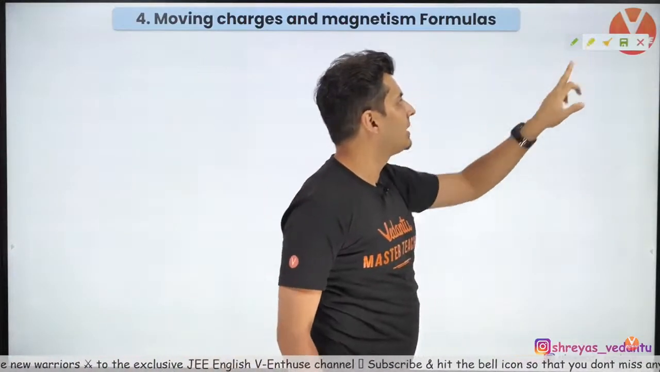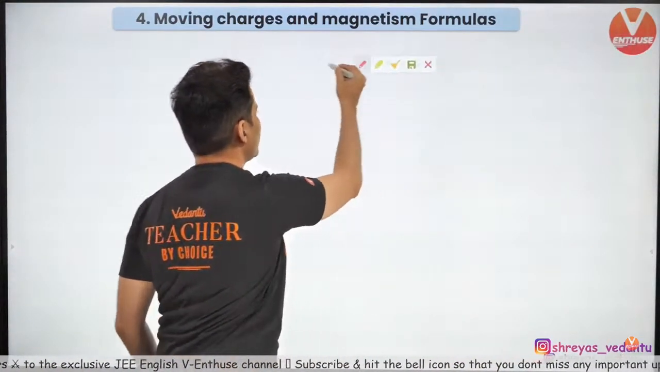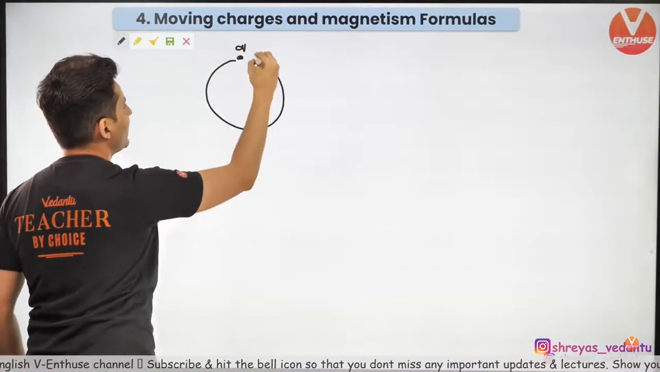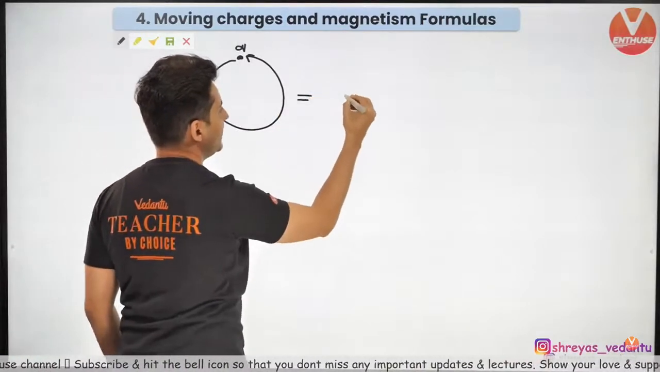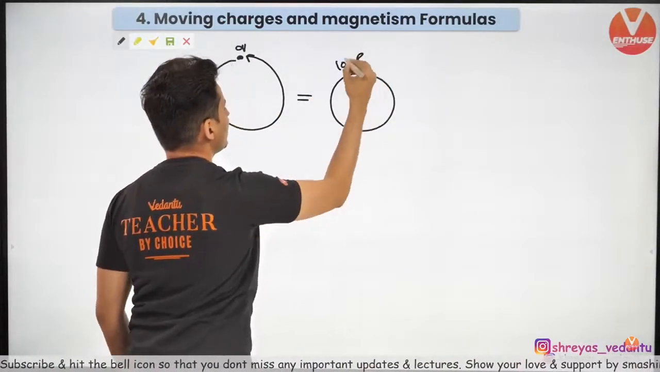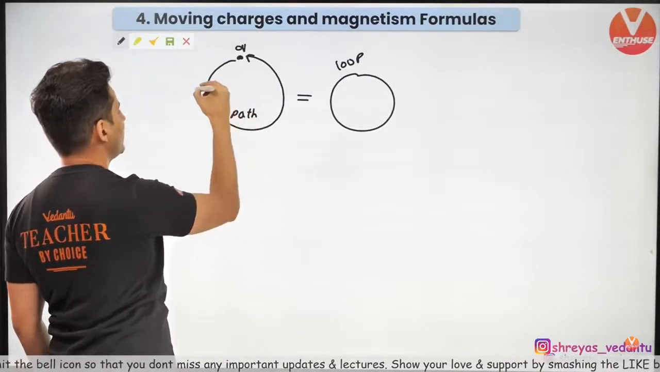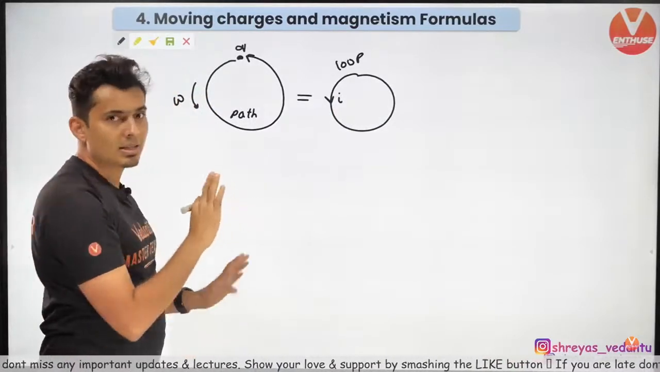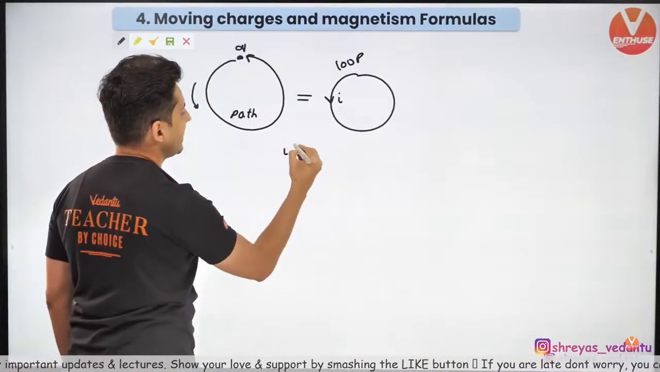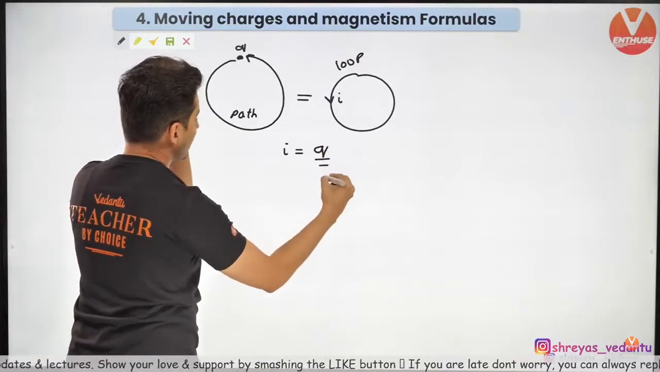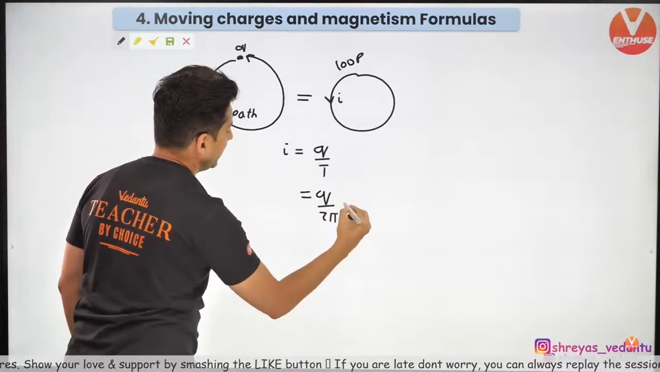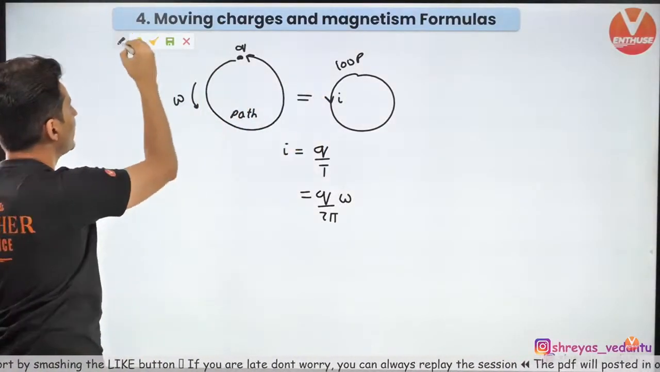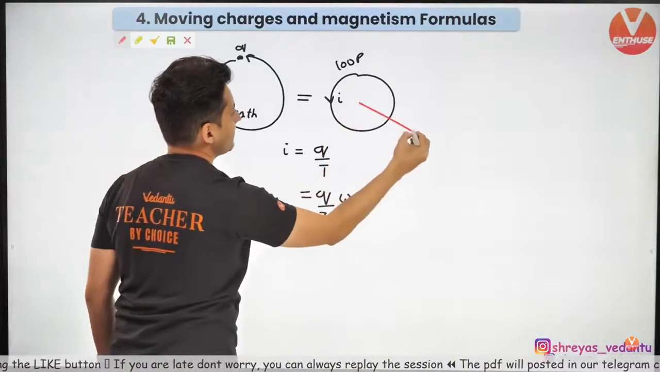Last thing before we actually start doing some problems: if you take a charge and move it in a circle, this is equivalent to a loop. This is the path taken by the charge. It is moving with some angular speed. It is equivalent to a loop which carries current. That's it. And this current can be calculated easily. It is charge divided by the time period. Time period will be 2 pi by omega. As simple as that.